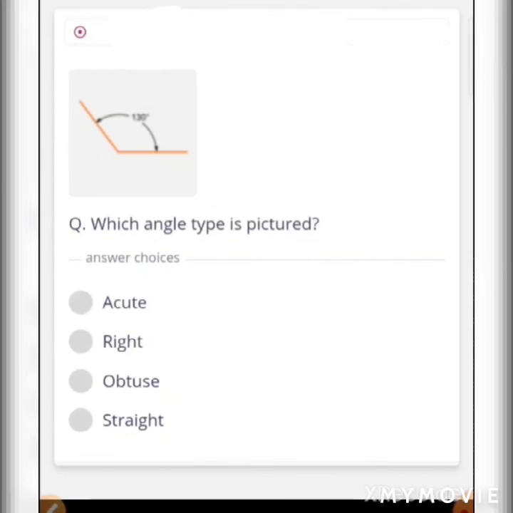See the next question. Which angle type is pictured? Have you seen here the picture of the angle? Your options are acute angle, right, obtuse, straight. You have seen its measurement is 130 degree. It means greater than 90 degree. It is obtuse angle. So your option should be C.